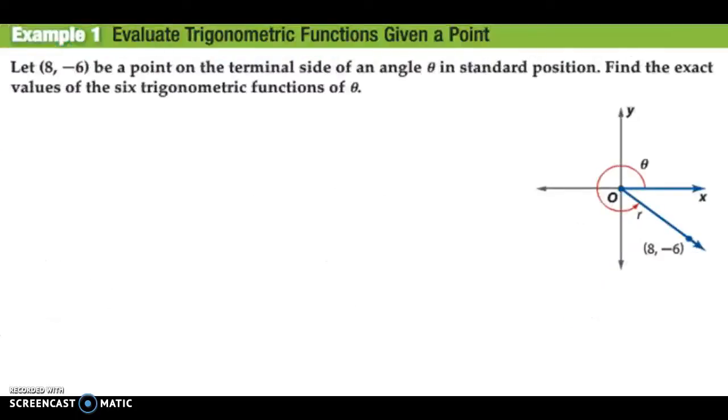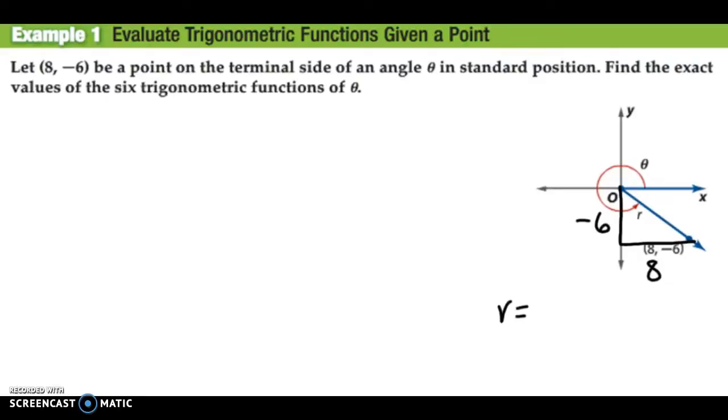So let's look at an example. We have the point (8, negative 6). You can go ahead and draw your angle right here. Our x value is 8 in our right triangle. Our y value is negative 6, because it goes down. And then our radius we have to find.